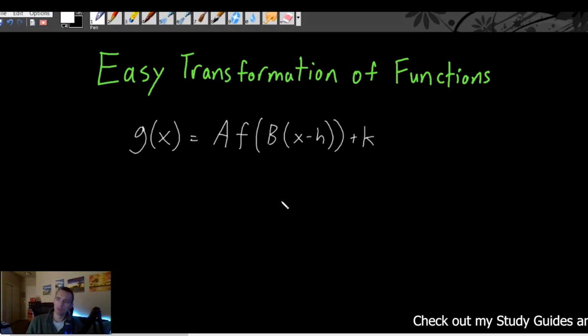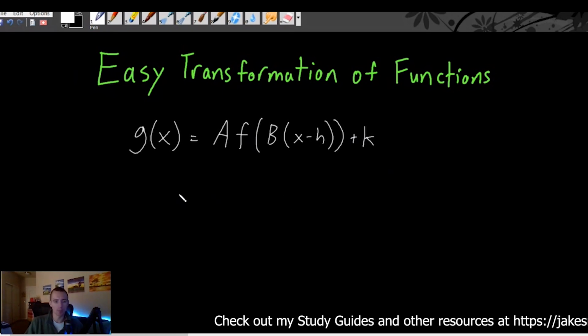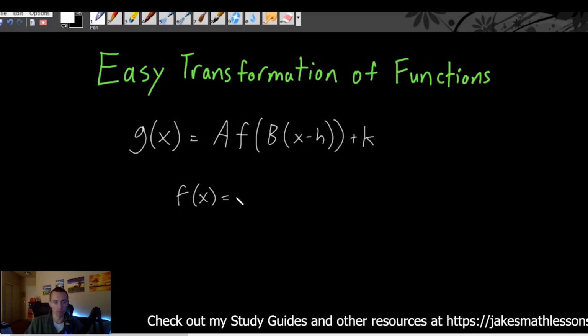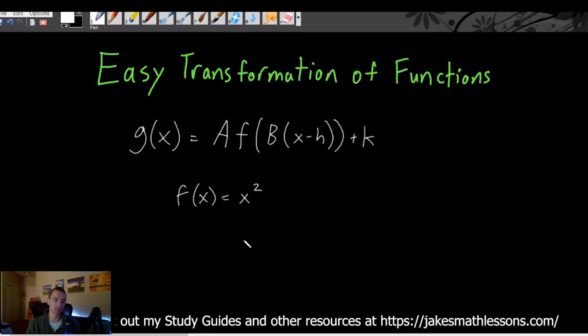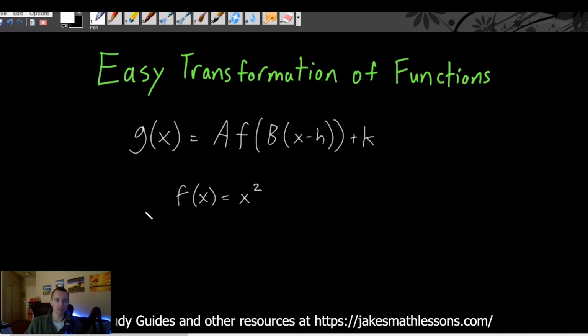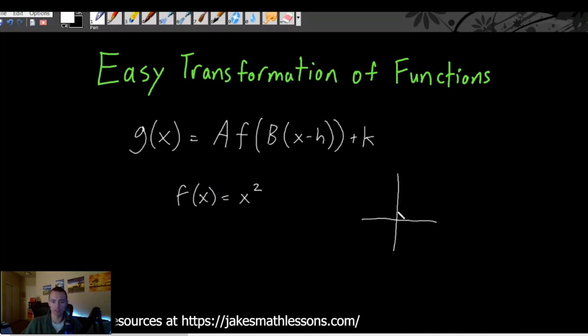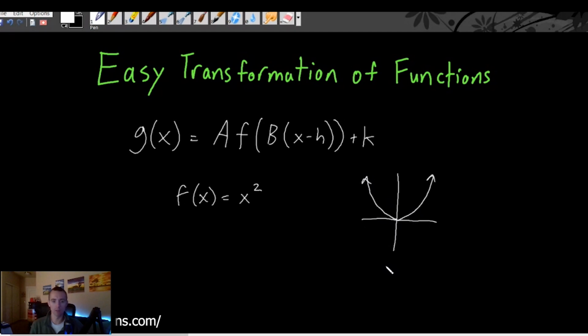So in general, if you're given some function f of x, which is some parent function, let's say, for example, f of x equals x squared. This is a good example of a parent function. This is just a standard parabola centered at the origin, right? So you have your origin, you have your parabola going up, a pretty standard quadratic function, that parabola centered at the origin like that. So this is a common parent function you'll be dealing with.